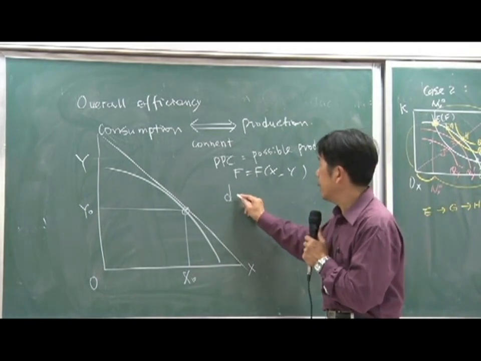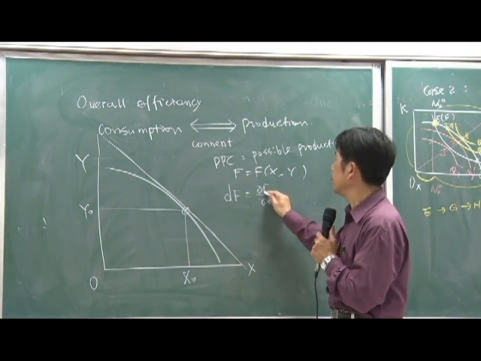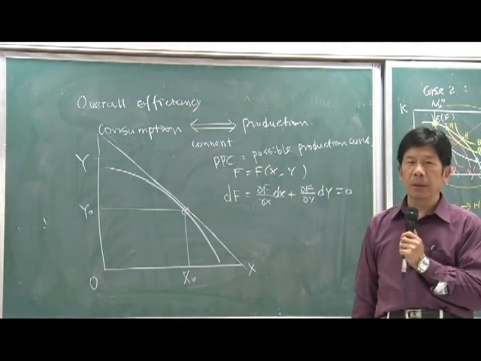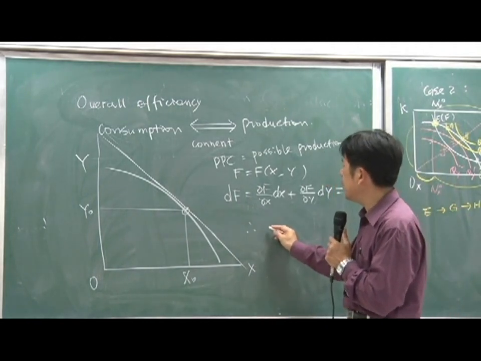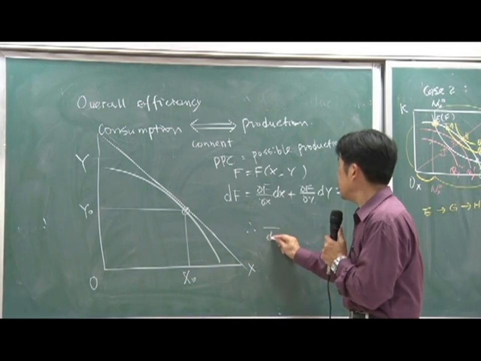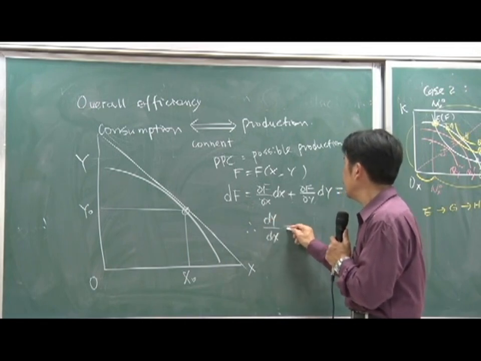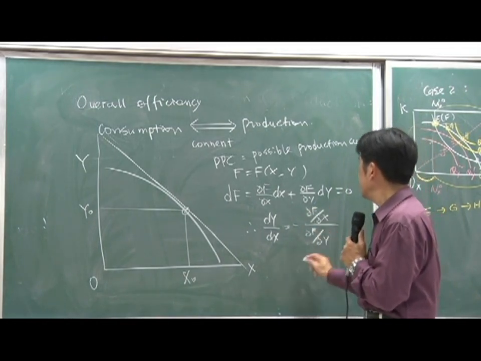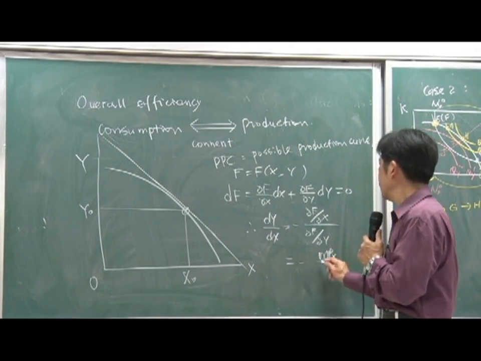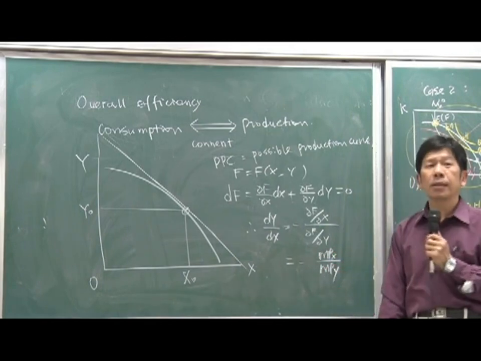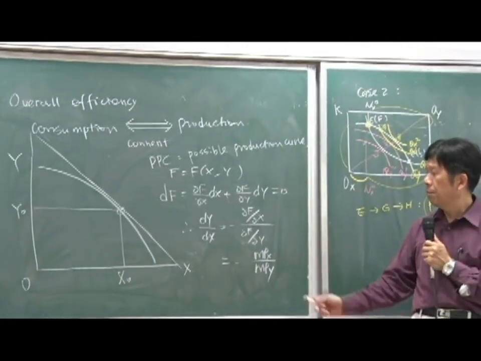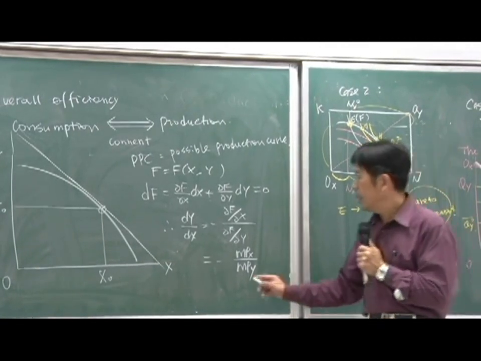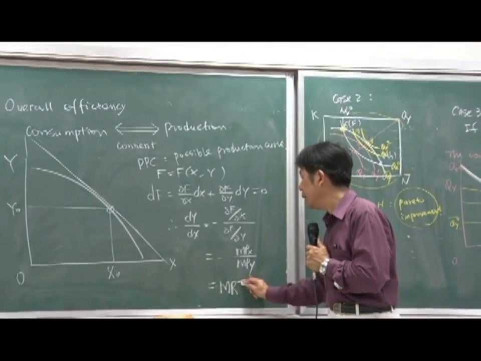After that, we can also say partial F over partial X times delta X, plus partial F over partial Y times delta Y, equal to 0. And after that, you can find delta Y over delta X equals minus partial F over partial X divided by partial F over partial Y. So this is minus MPX over MPY. This is what we call marginal product of X and marginal product of Y. And this also has a special meaning we call MRT_XY.